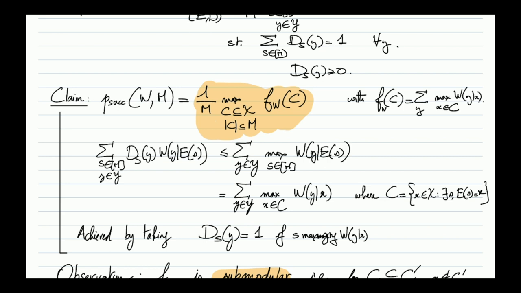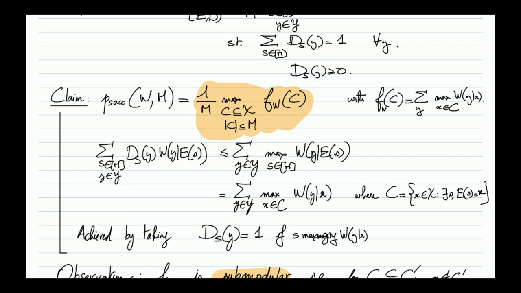But it's easy to observe that you can achieve it by just picking ds of y equal to 1 at the s which maximizes w of y given x. So you can see that it's easy to achieve this by choosing ds of y appropriately. And this is what is called a maximum likelihood decoding, if you would like.